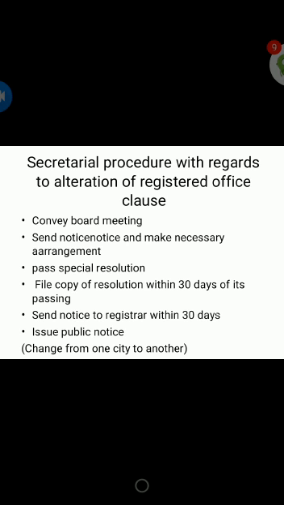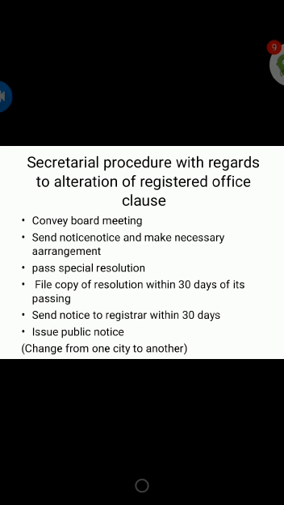If you want to shift the registered office from one city to another city within the same state, then, being a secretary, you have to convene the board meeting. In that board meeting, we are going to fix the time, date, place and agenda of the general meeting where the special resolution will be passed to shift the office.